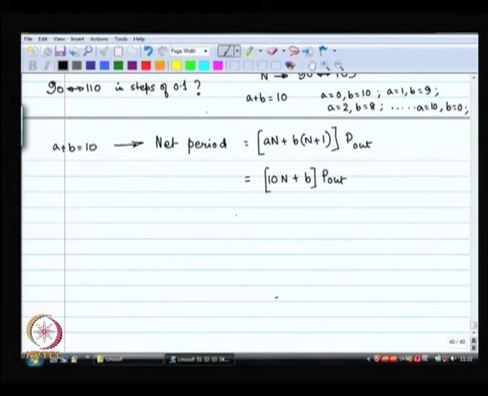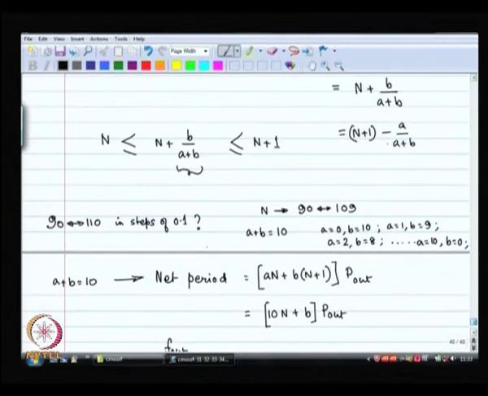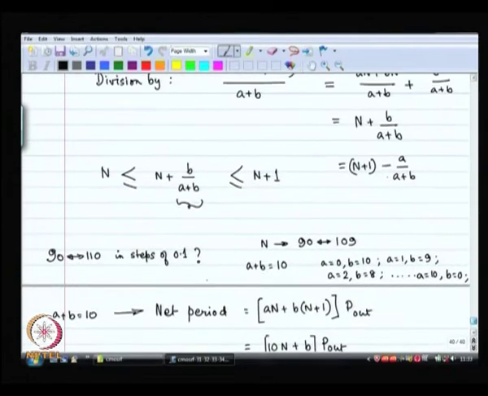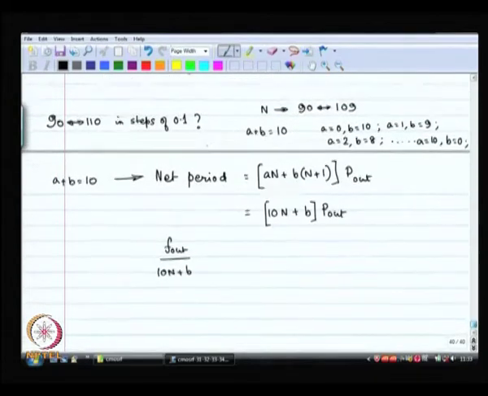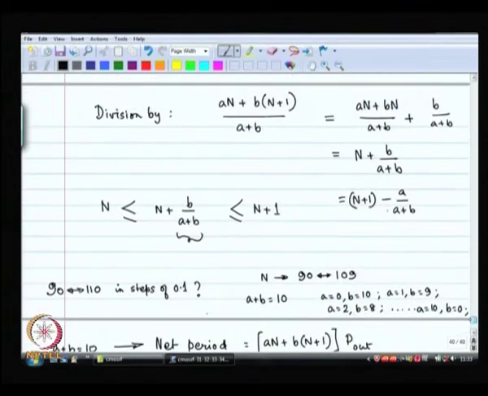the fundamental as far as the spurs are concerned, right. So, where are the spurs coming from? The control voltage is having some glitches at a certain frequency. What is the fundamental frequency for that? The fundamental frequency for that is f out divided by 10 times n plus b. What is our division ratio? Our division ratio is n plus b by 10, right. That is our division ratio, a plus b I am saying let it be 10.